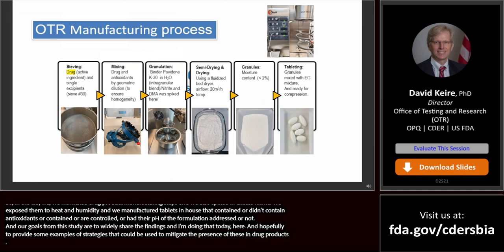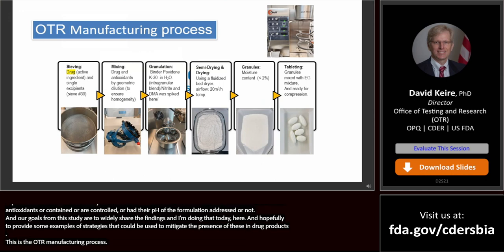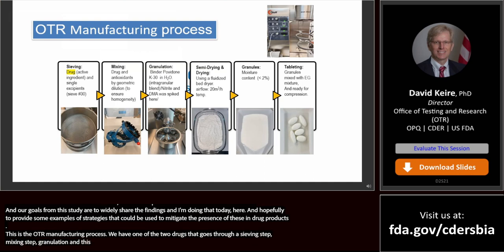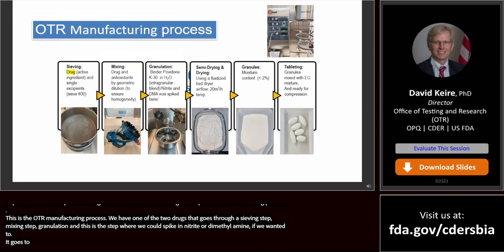So this is the manufacturing process. We have one of the two drugs. It goes through a mixing step, and granulation, and this is the step where we could spike in nitrite or dimethylamine if we wanted to. It goes through semi-drying and drying using a fluidized bed drying method. We have a granule formation step, and then ultimately the tableting.